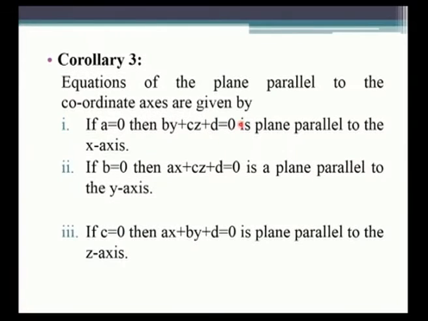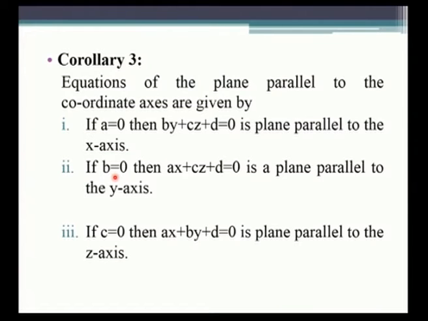Corollary 3. The equations of planes parallel to the coordinate axes are given as follows. If a is equal to 0, then the equation of the plane will be by plus cz plus d is equal to 0. This plane is parallel to the x-axis. So in a plane equation, if the x component doesn't exist, then that plane is parallel to the x-axis.